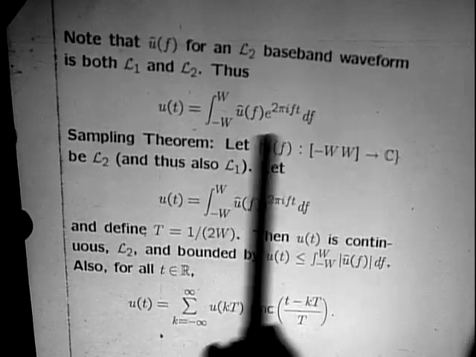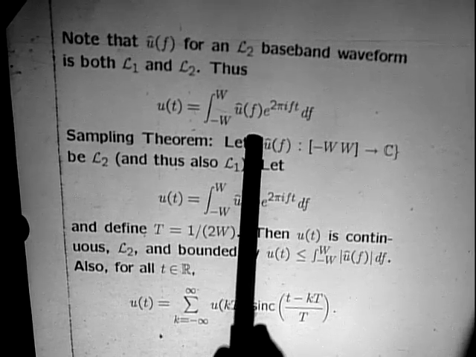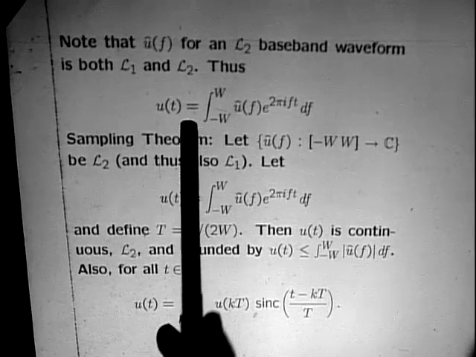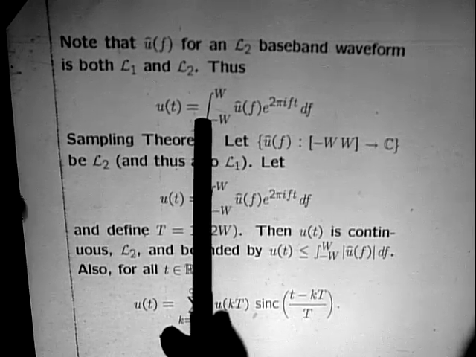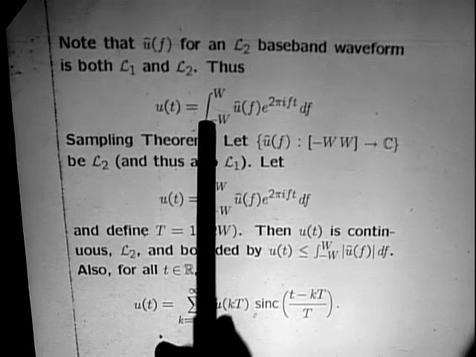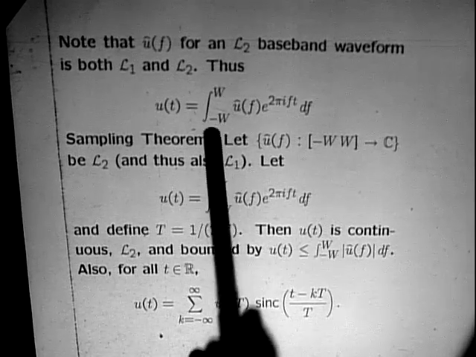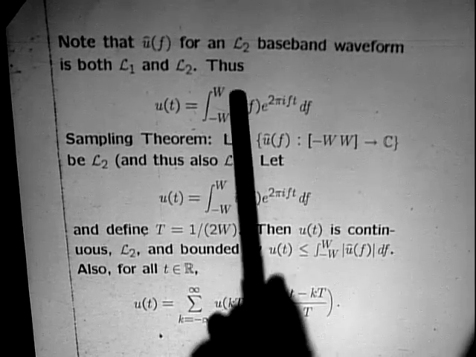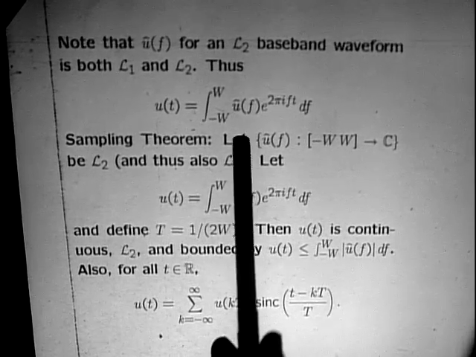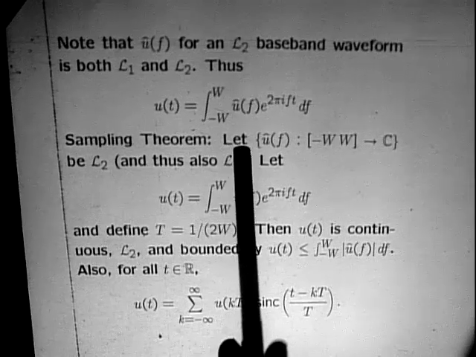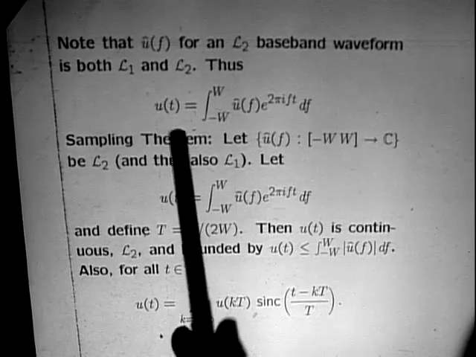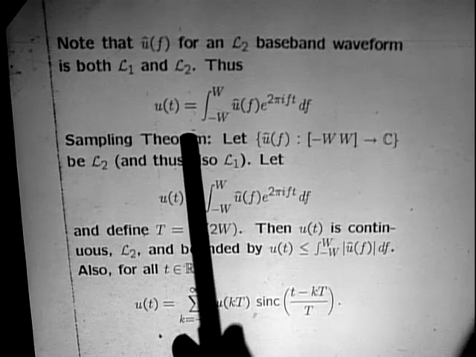So u of t is equal to this Fourier Transform here. And again, I should write limit in the mean here. But then I think about it and I say, do I have to write limit in the mean? No. I don't need a limit in the mean here because I'm integrating this over finite limits. Since I'm taking a function over finite limits, u hat of f is an L1 function. Therefore, this integral exists. This function is a continuous function.